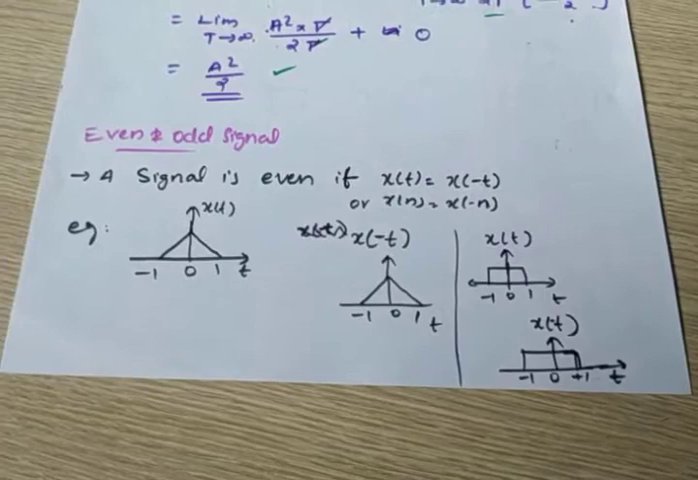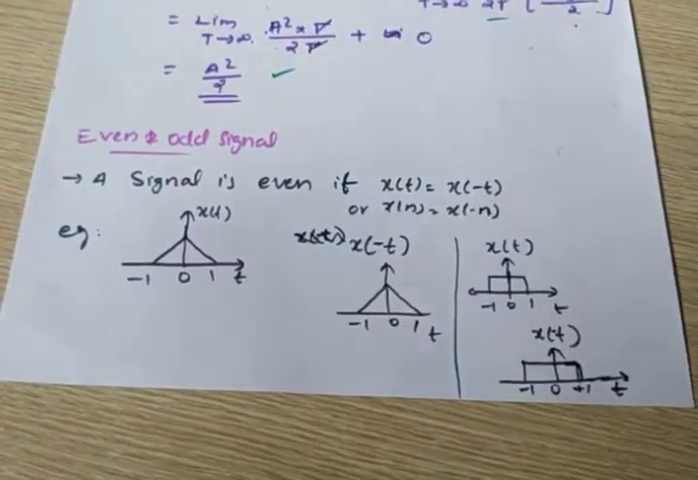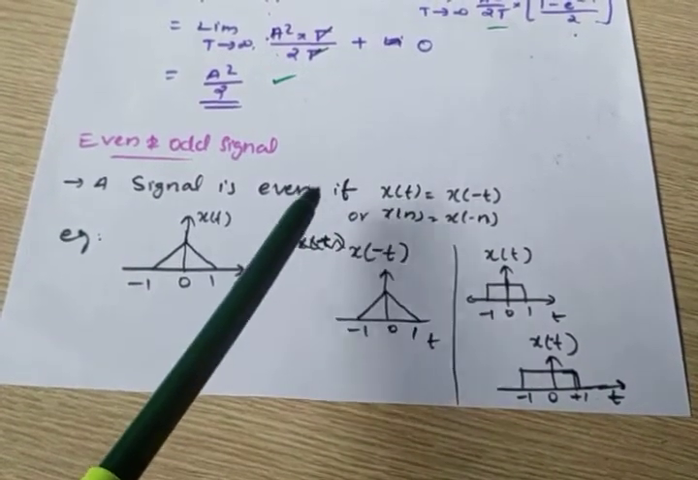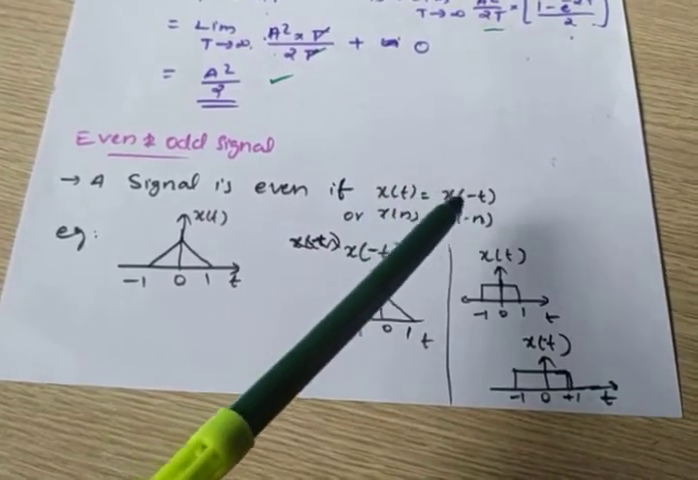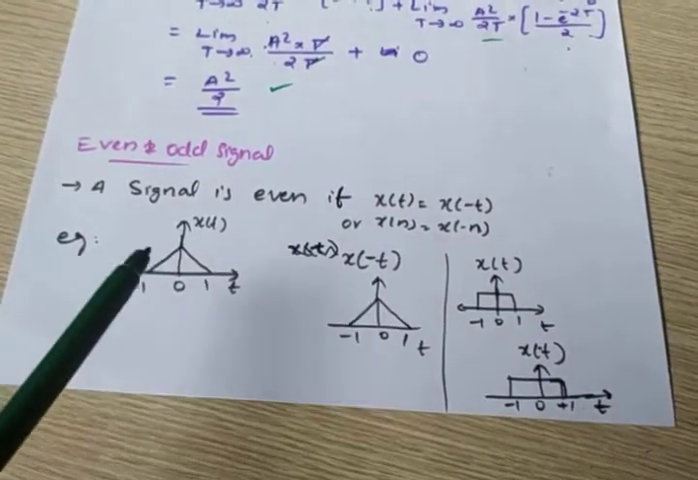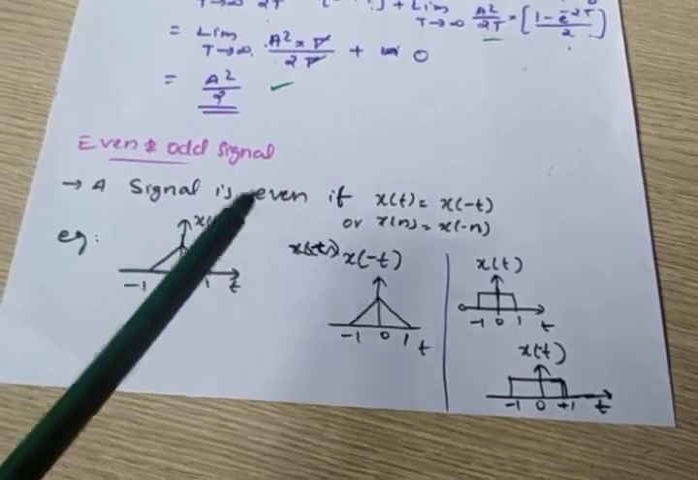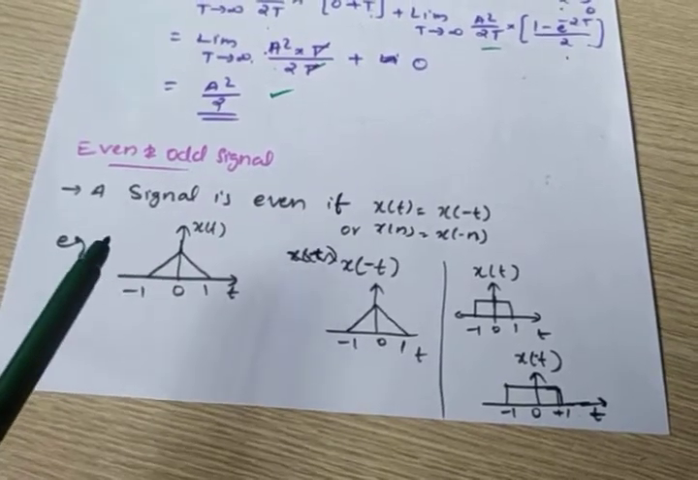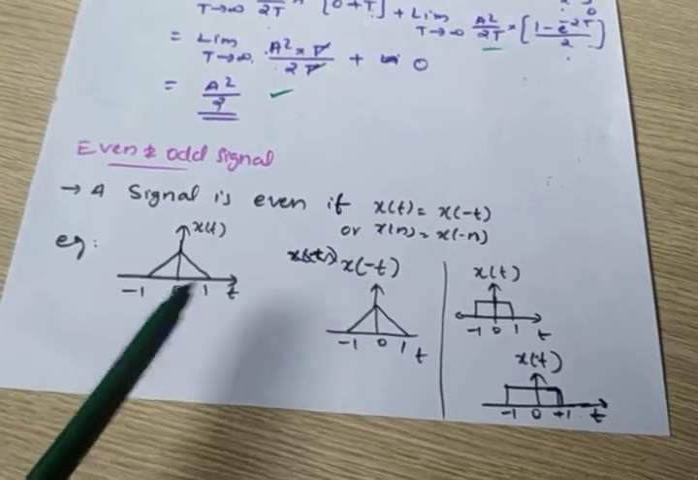A signal is said to be even if x of t is equal to x of minus t. That is, x of t is your signal. If you take the time reversal, x of minus t, both the signals should be equal. Suppose this is the signal x of t. You take x of minus t. That means not the minus; take the inverse with respect to the time domain.